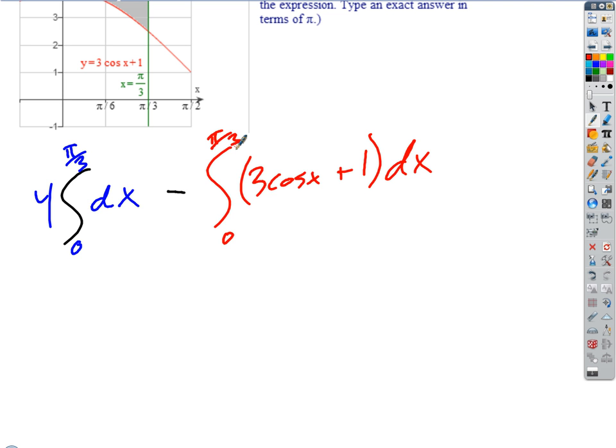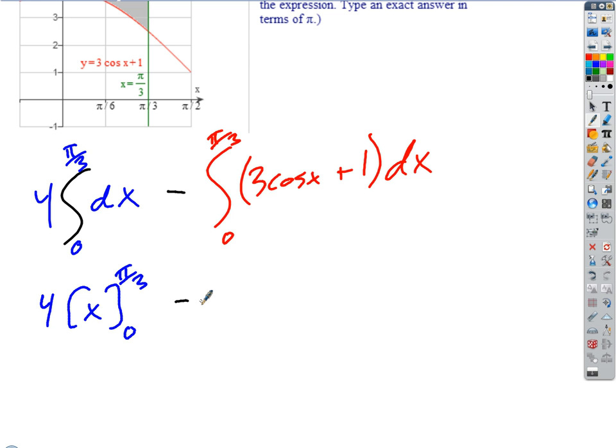What's the blue area going to be? The integral of dx is x. So we end up with 4 times x from 0 to pi thirds. Stop me if you have any questions about any of this, even tiny questions. So far, so good?